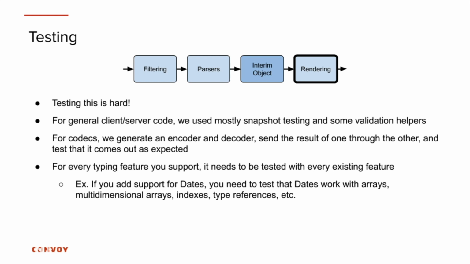For example, if you add support for dates, you don't just need to test dates, you have to test that dates work in arrays. They work in multidimensional arrays, they work in indexes, that they work in a type reference, etc., etc. This is a mistake that we made early on, and it caused us to have bugs that we had to go back and fix because we didn't realize we'd broken something along the way when creating support for something else.